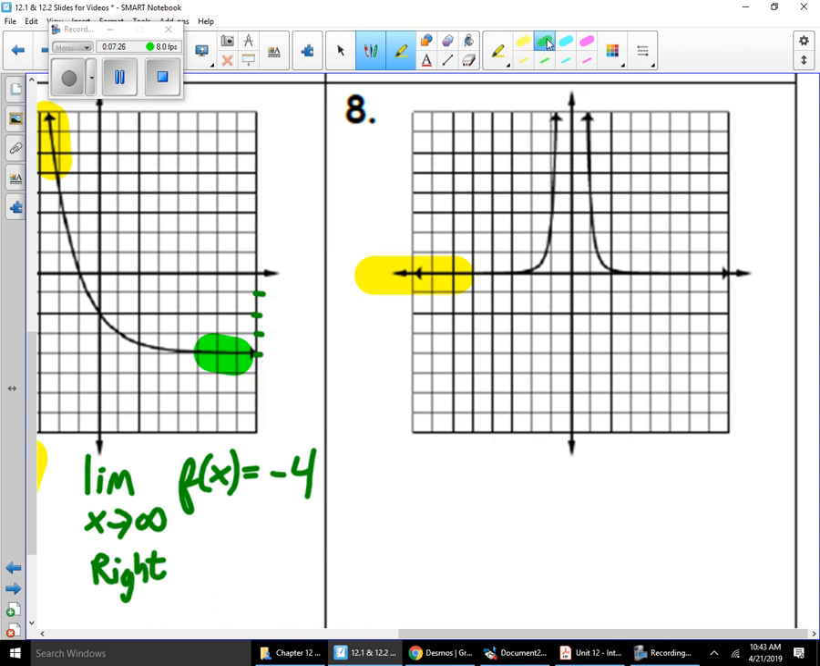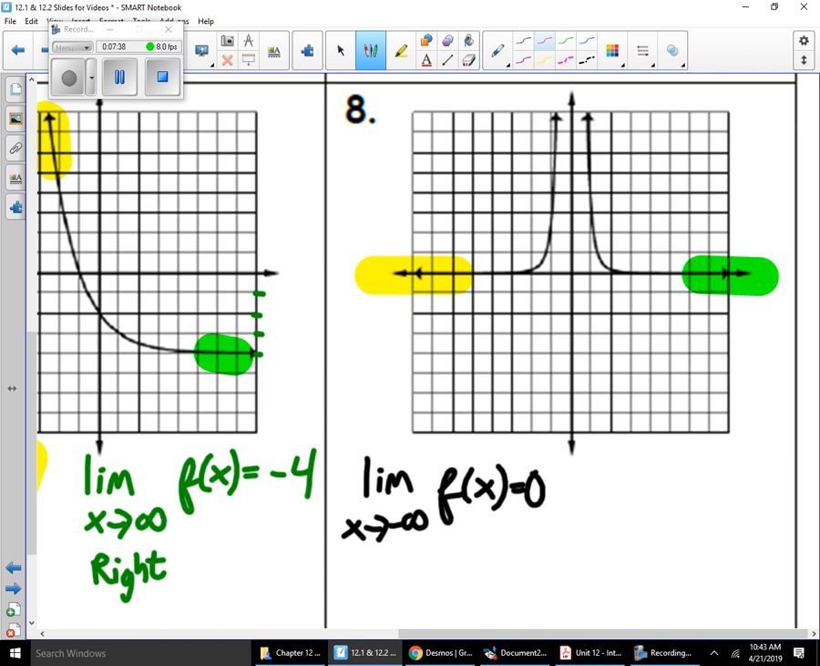We'll do the same thing here for number 8. Note that in number 8, both the left and the right approach a value. So on the left-hand side, as x goes to negative infinity, f of x goes to 0. So that was talking about this side. And then on the right-hand side, now we're talking about x going to positive infinity. The function still tends towards 0. So here we have a case where both the left and the right end behavior are the same.